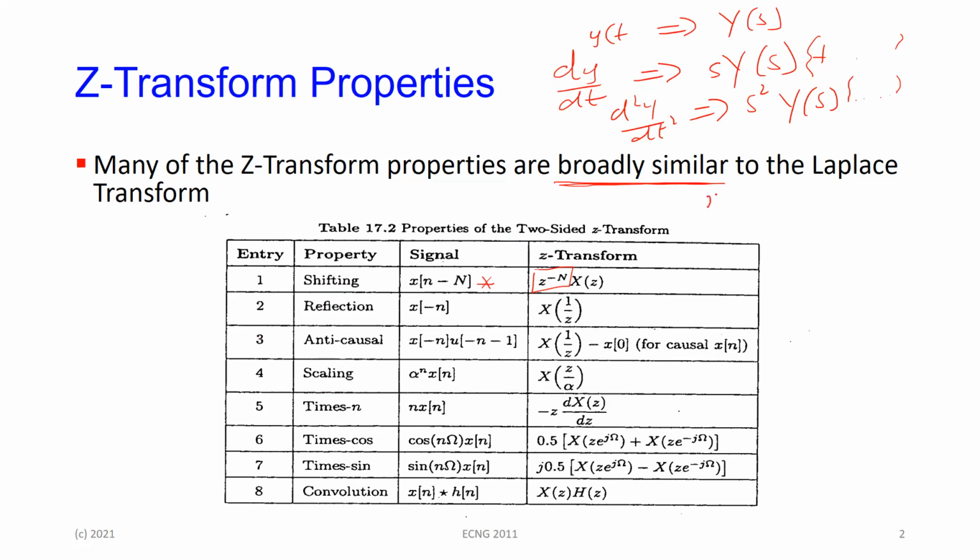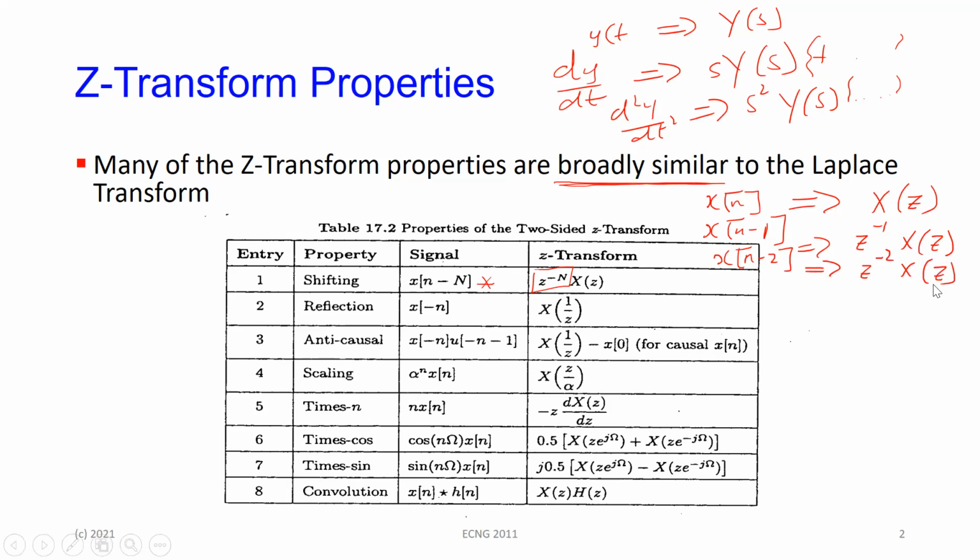So a signal x[n] will give you a Z transform X(z). x[n minus 1] will give me z to the minus 1 X(z). You take x[n] and delay it by 2, you get z to the minus 2 X(z). So the same sort of thing.